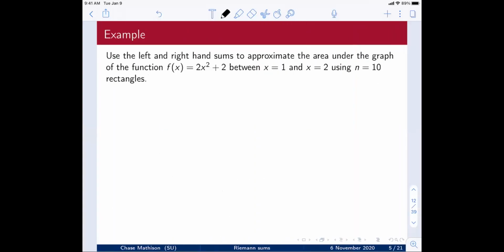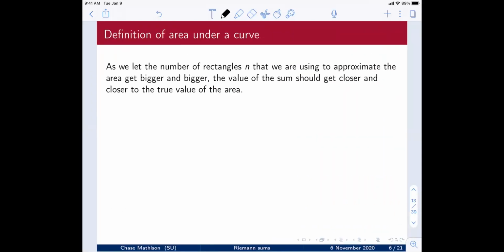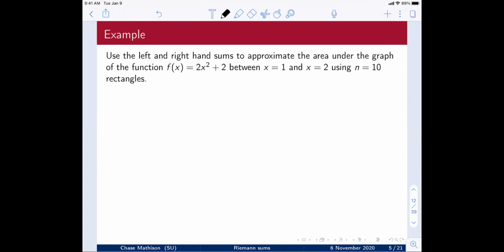Use the left and right-hand sums to approximate the area under the graph of the function f of x equals 2x squared plus 2 between x equals 1 and x equals 2 using n equals 10 rectangles. So let's start this. We're not going to get all the way through it, but that's fine. Monday, we're actually going to talk about what we do with these when taking the limit to get the actual area under a curve. But let's look at this function here. What is delta x in both cases, both the left and the right-hand sum?